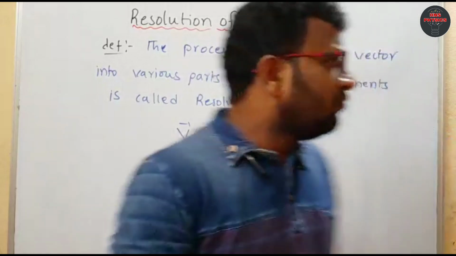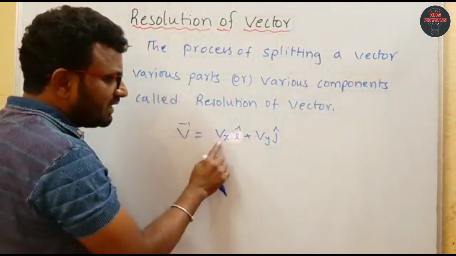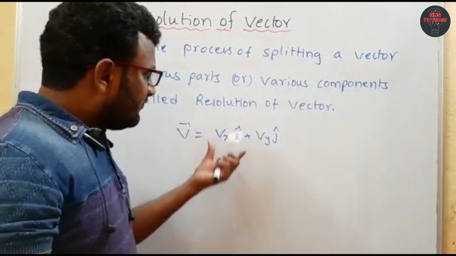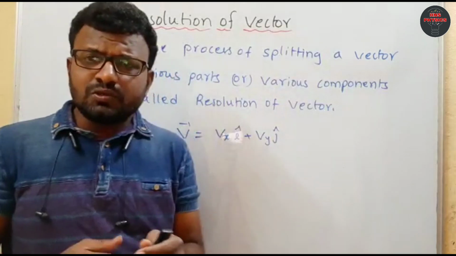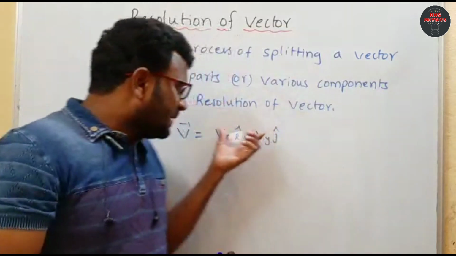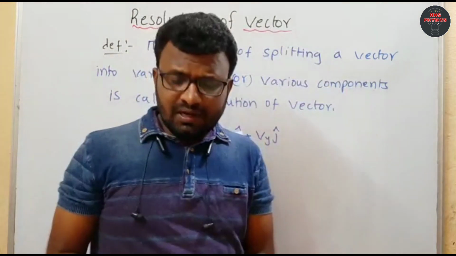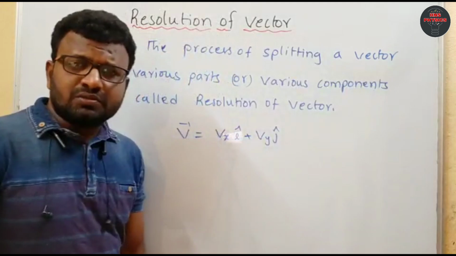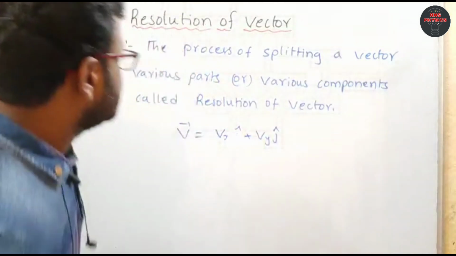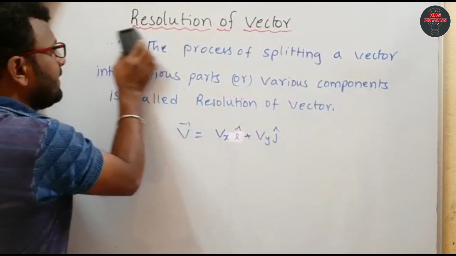Right. So now what is given? The process of splitting a vector into various parts. So what are the various parts? Vx and vy are the various components. This splitting is going to become various parts, and these parts may have direction. We'll see here. So these are two-dimensional vectors, right? We'll discuss here. So this is the definition. Clear, students?